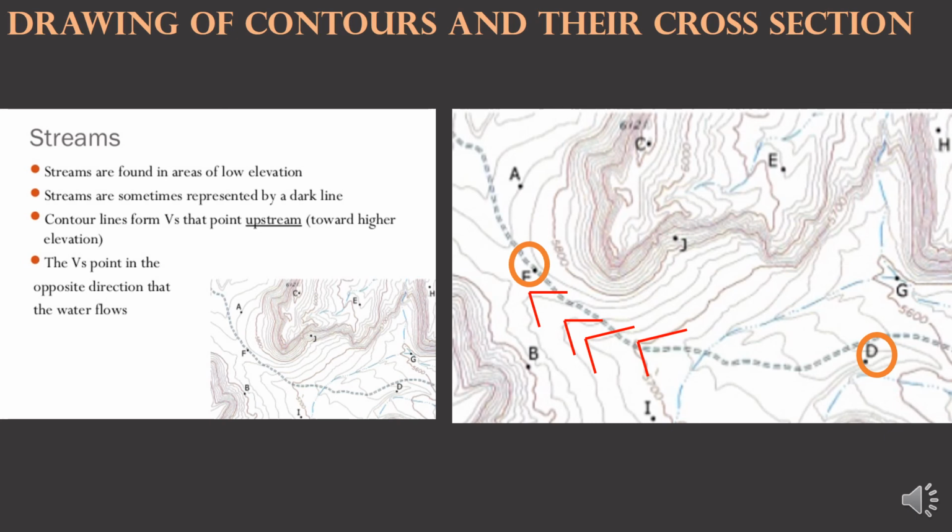The second way we can check ourselves is with the contour lines. Here it's 5,600 and here is 5,800. So the V's represent the direction of the flow, okay?